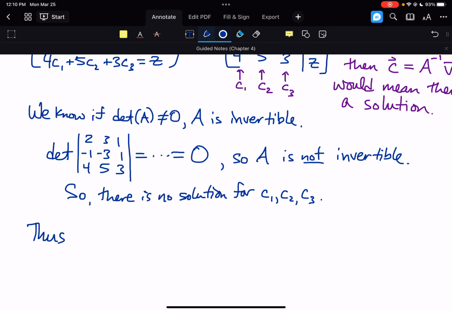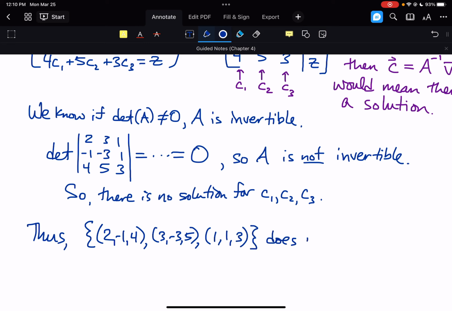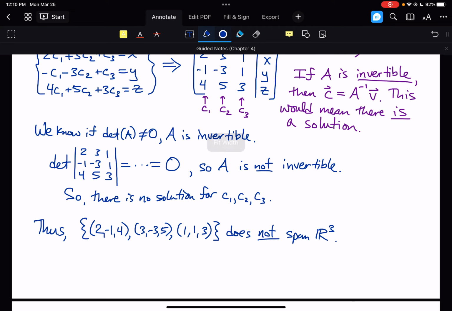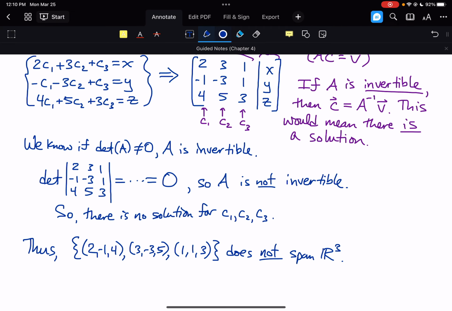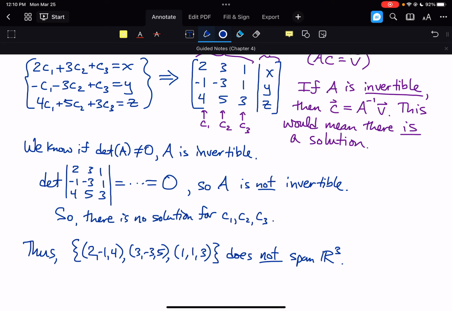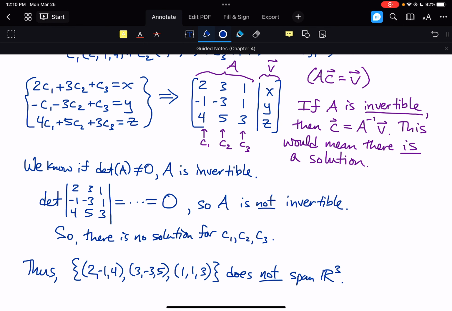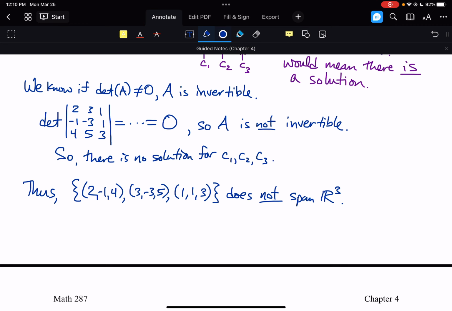So, thus, our set with 2, -1, 4, 3, -3, 5, and 1, 1, 3 does not span R3. So again, this set of vectors cannot, in linear combination, create every vector in R3, meaning that this set does not span all of R3. Let's take a look at another example.